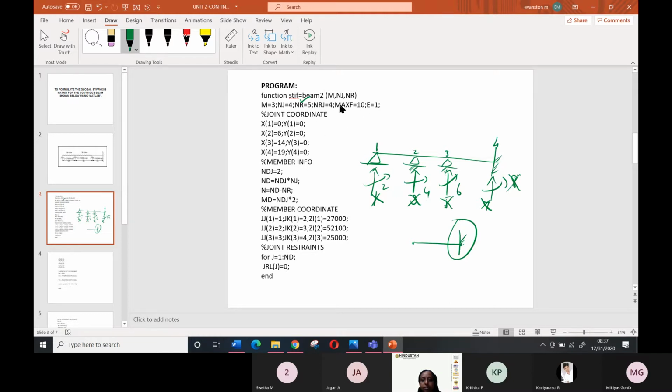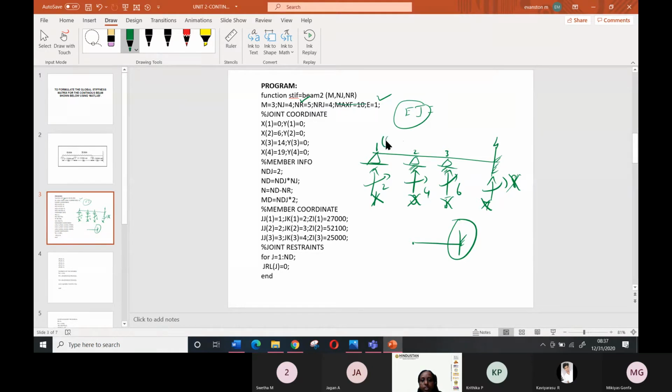There is a maximum, this stuff you need not worry about, I'll explain later. And the E value, you take it as 1, because in the question it is given as EI value. So take E as 1, then we will incorporate the value of EI in the later part of the program. And here, the joint coordinates, you have to number the joint coordinates.